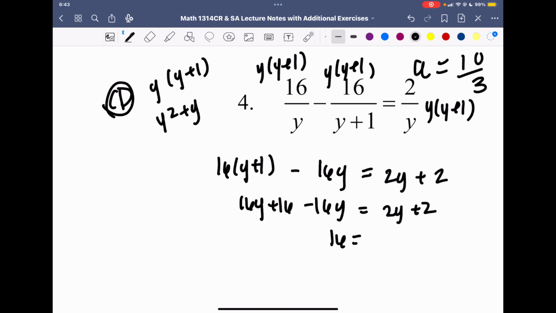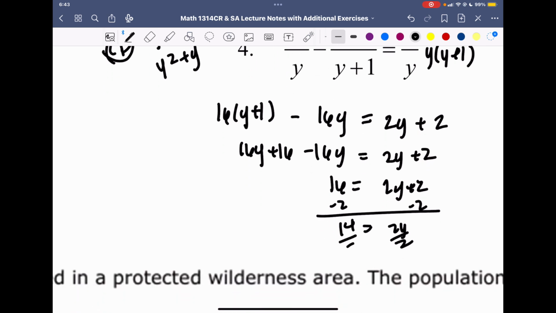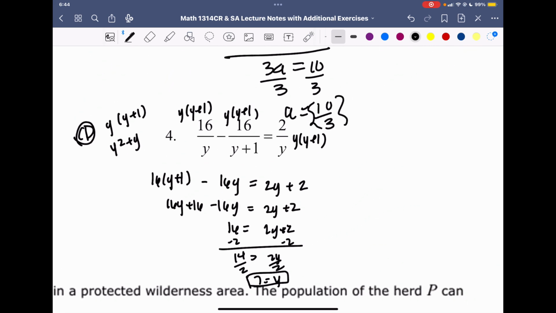So 16 equals 2y plus 2, minus 2. 2y equals 14. Divide both sides by 2. y equals 7. And that does check out. So that is a solution. So the solution could be presented like that, or it can be presented with the variable equal to.